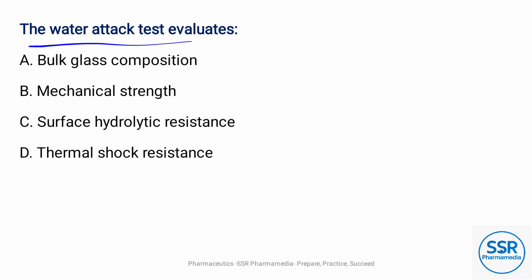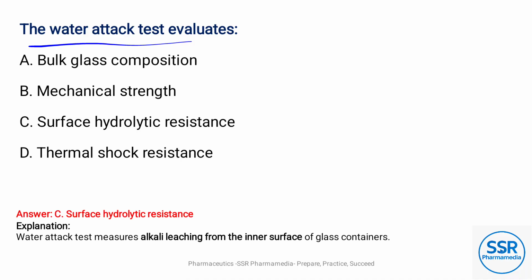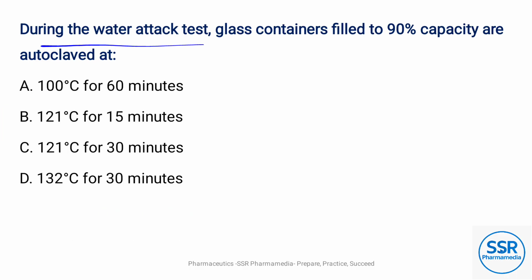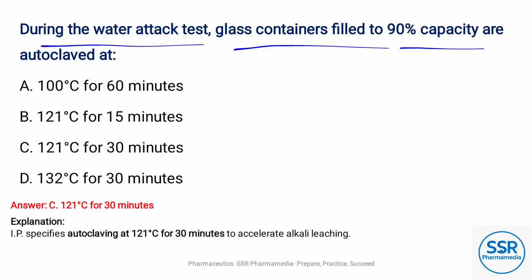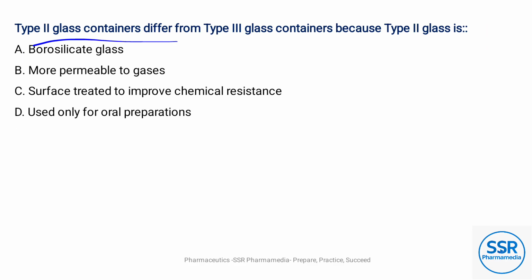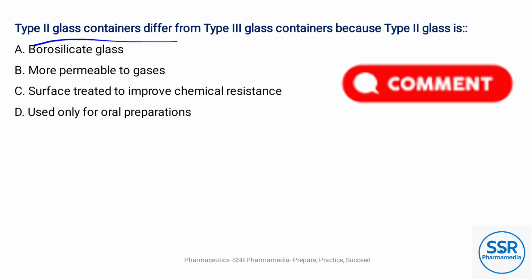The water attack test evaluates option C, surface hydrolytic resistance. During the water attack test, glass containers are filled to 90% capacity and autoclaved at option C, 121 degrees Celsius for 30 minutes. Type 2 glass containers differ from type 3 glass containers because type 2 glass is... answer in the comment box.